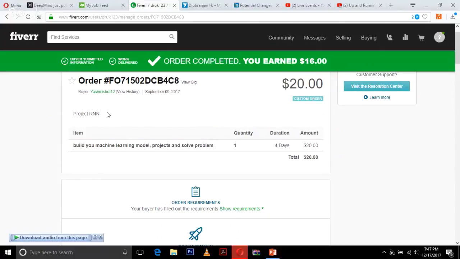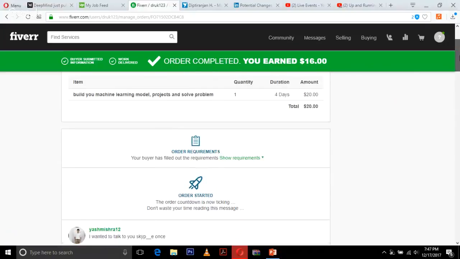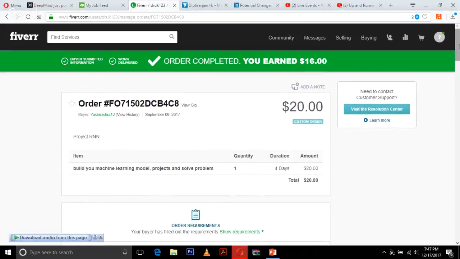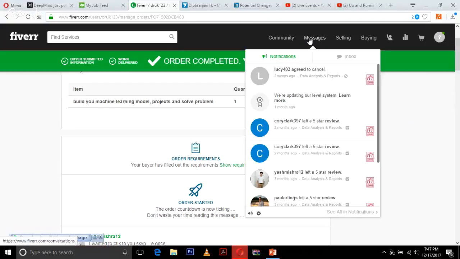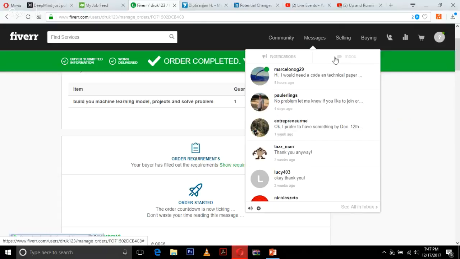a countdown timer of how many days. Suppose you have said 7 days, so you will get a timer of that, and in 7 days you have to make a delivery, and he has to go there and check that all the files are there or not. And if he puts up a confirmation, then the money is transferred to you. It's like in your wallet. So yeah, this is all we have in Fiverr.